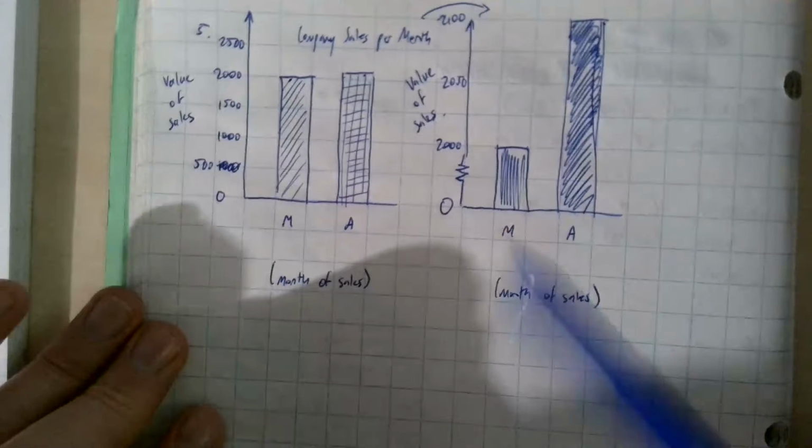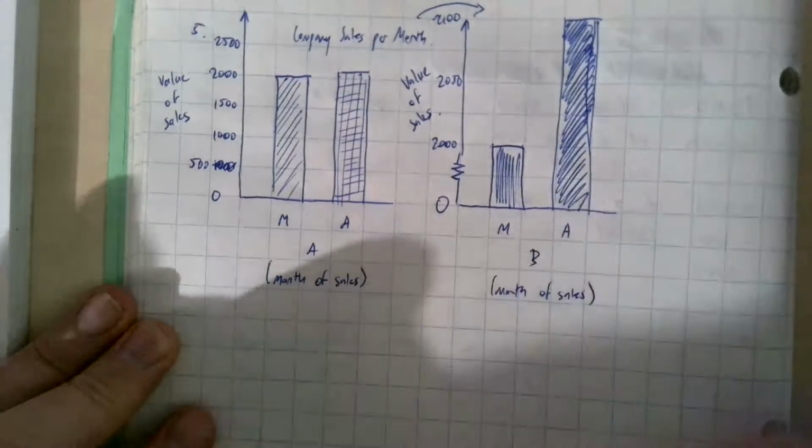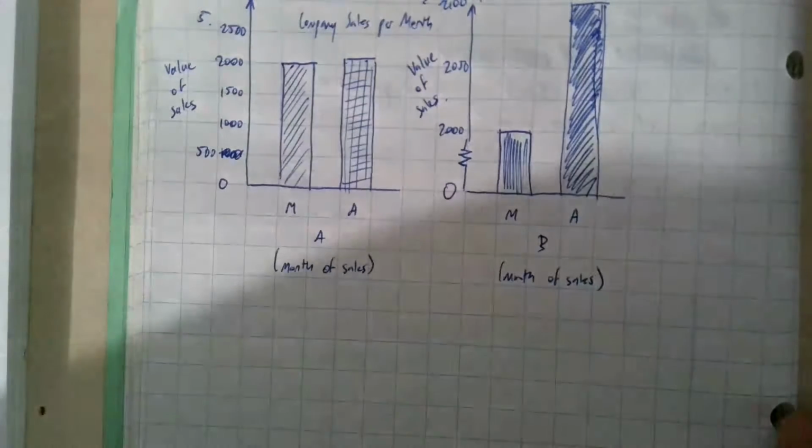So I'd say that probably graph A. This is graph A. This is graph B. I'd say graph A would probably be doing a better job of portraying the information.